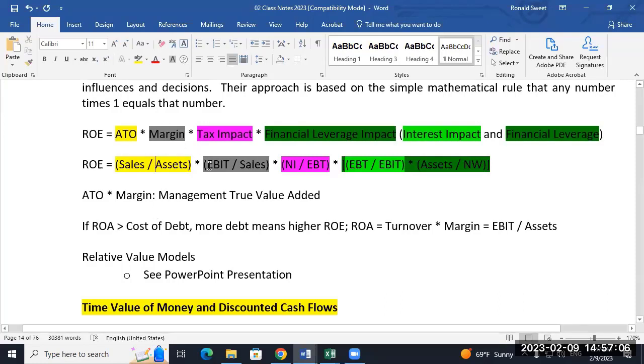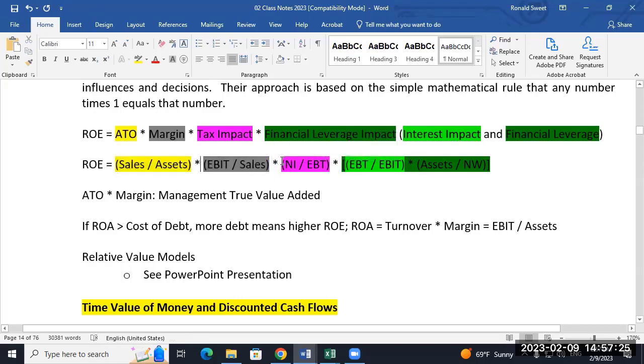Okay. Margin. There's several different types of margins. Here we're going to use EBIT. Remember, anytime you see the word margin, you divide by sales. So EBIT, higher is better. Okay, and on your paper, you multiply ATO times margin to summarize that long-term outlook.